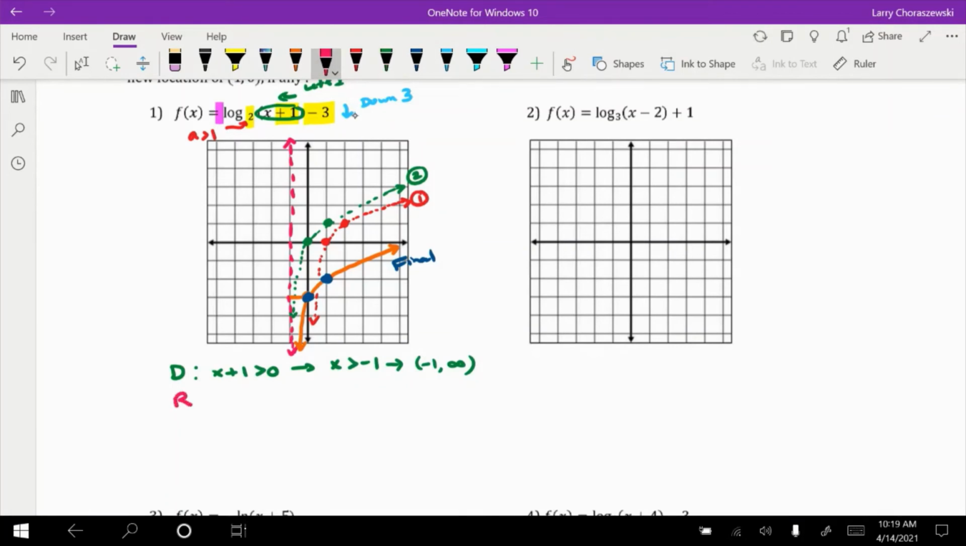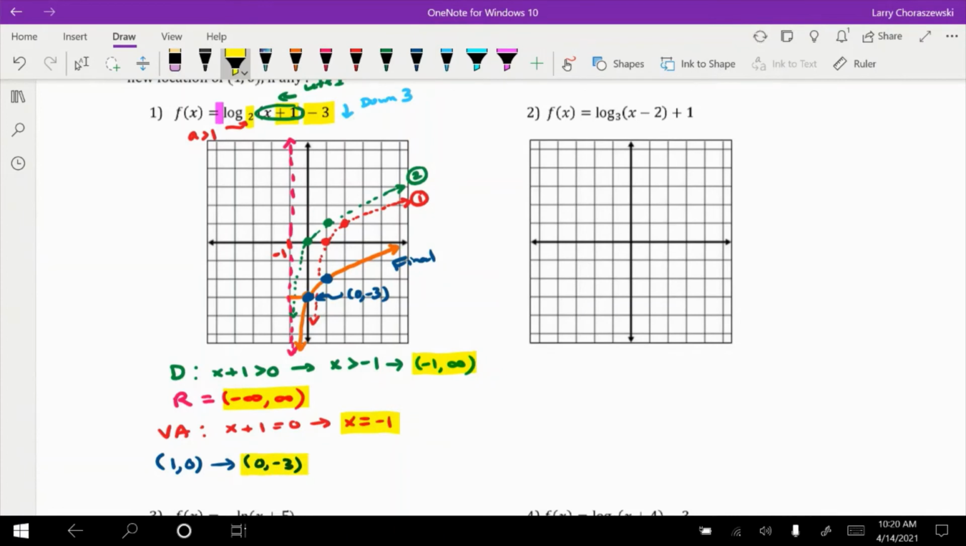As for the range, it's kind of a memorized fact. That's going to be all real numbers. For the vertical asymptote, we're going to set x plus 1 equal to 0. And solving for x, we get x equals -1. Which, if you look at our graph, that's exactly where the vertical asymptote crosses the x-axis. And then does anybody want to tell me the final location of (1, 0)? (0, -3). Okay, so I'm going to highlight all of our specs here: domain, range, vertical asymptote, and new location of (1, 0).